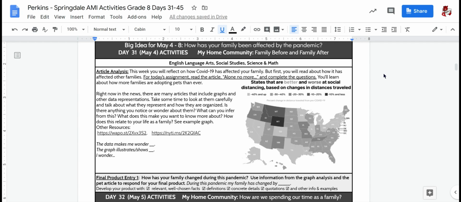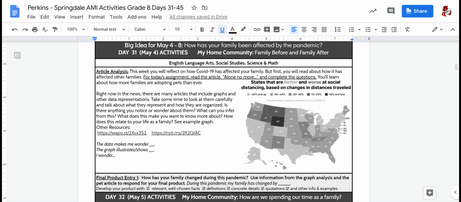And then you can click on these two resources and you can see two graphs. The Washington Post graph is very cool. It's interactive. It shows you how the pandemic is spreading, and it's very interesting. So right here we have one graph to look at, and then there's another graph here and another graph here. So this one is states that are better and worse at social distancing based on changes in distance traveled.